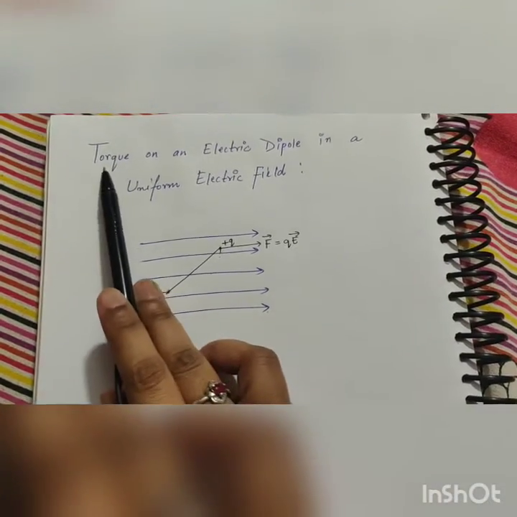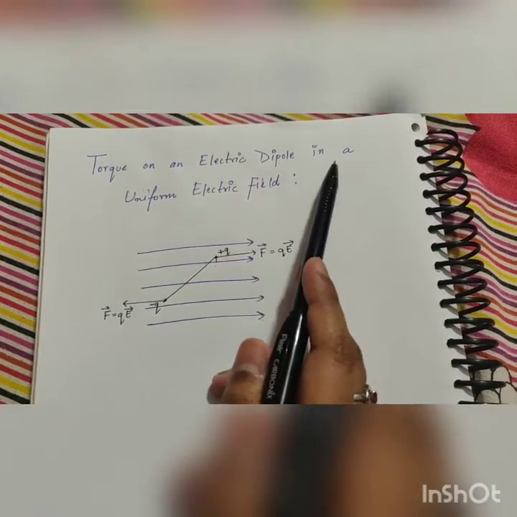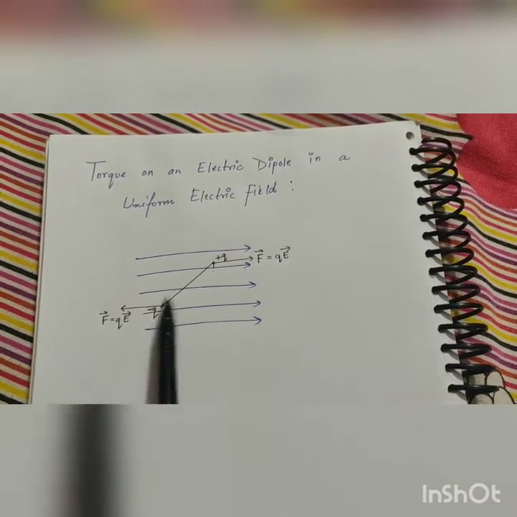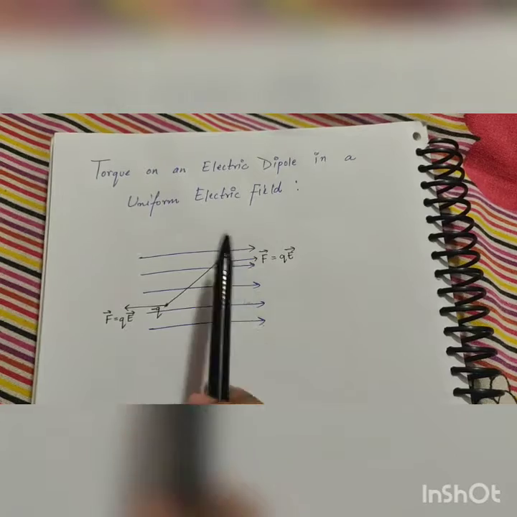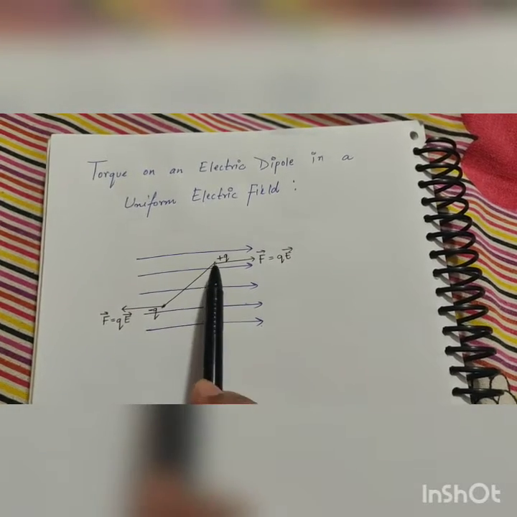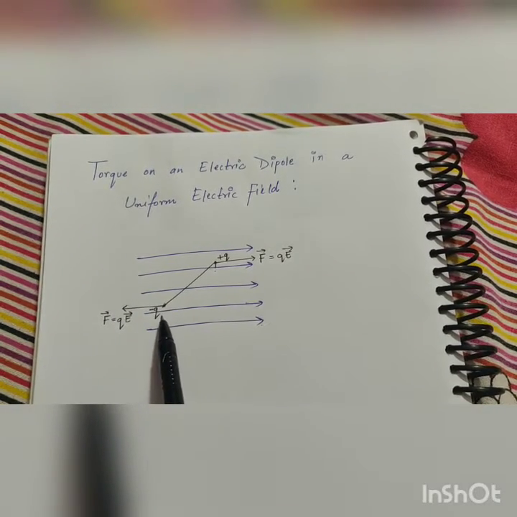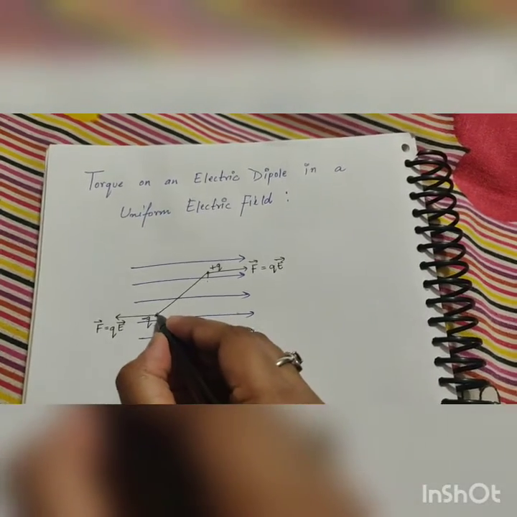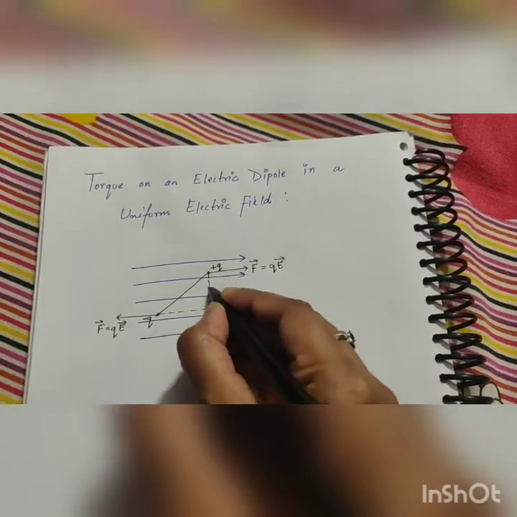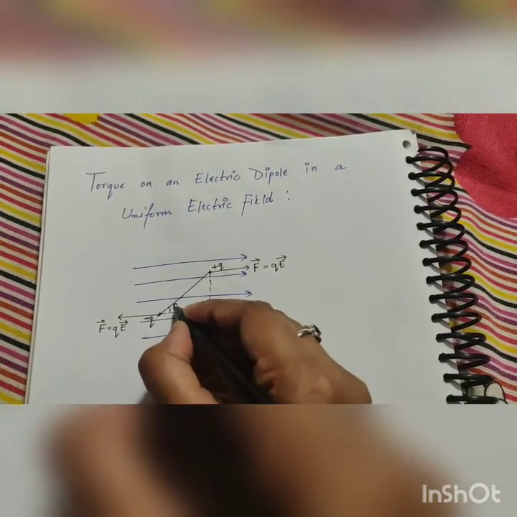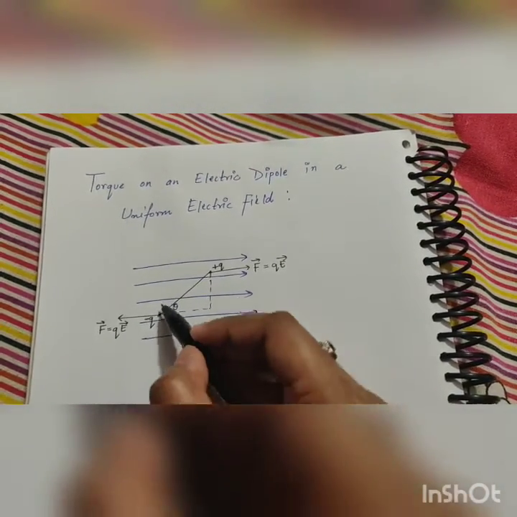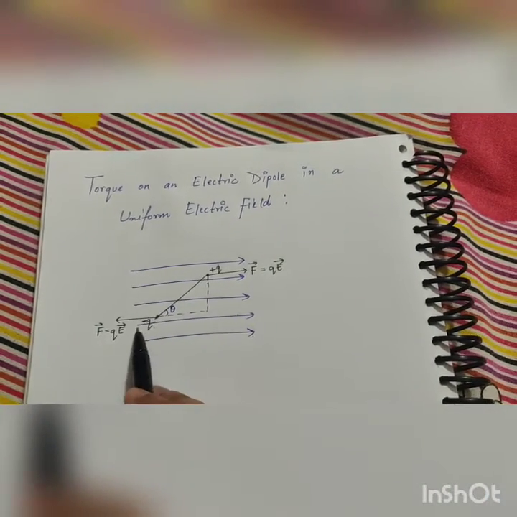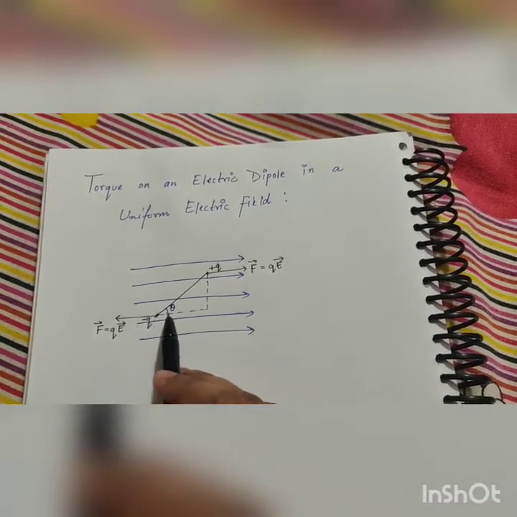Moving to the next topic, that is torque in an electric dipole in a uniform electric field. A uniform electric field can be represented by using parallel lines. Now, here is the dipole, minus q, plus q, which is aligned with an angle theta. So the angle between the electric dipole moment, which is from minus q to plus q, and the electric field is theta.